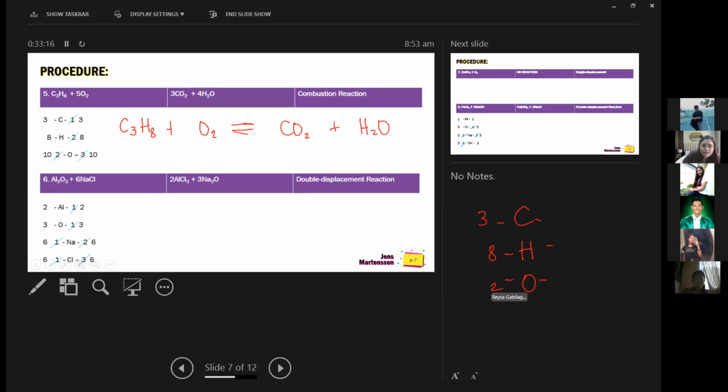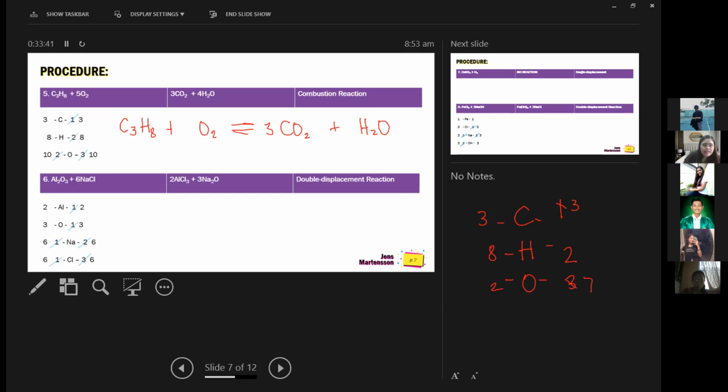Okay, on the other side, you have 1 carbon, 2 hydrogen, and 3 oxygen. Hindi siya balance. So let's try first the carbon since nauna siya dyan. Let's try to place 3 here. So this becomes 3, pero kasama niya si oxygen. So 3 times 2 is 6, plus 1 here, this becomes 7.